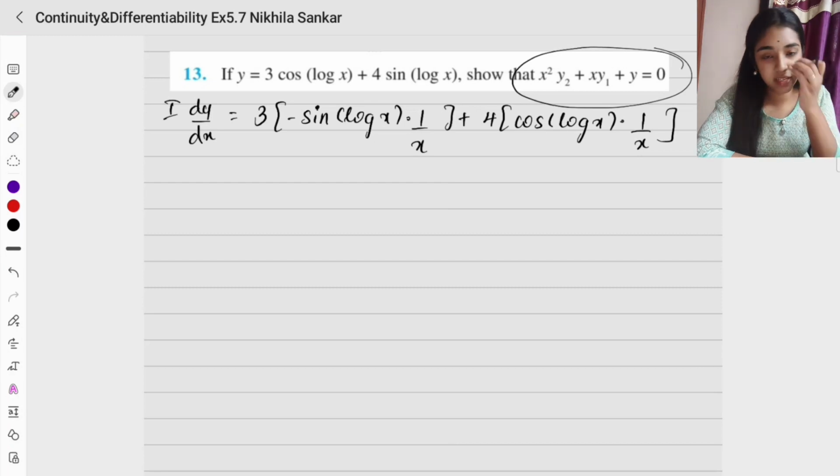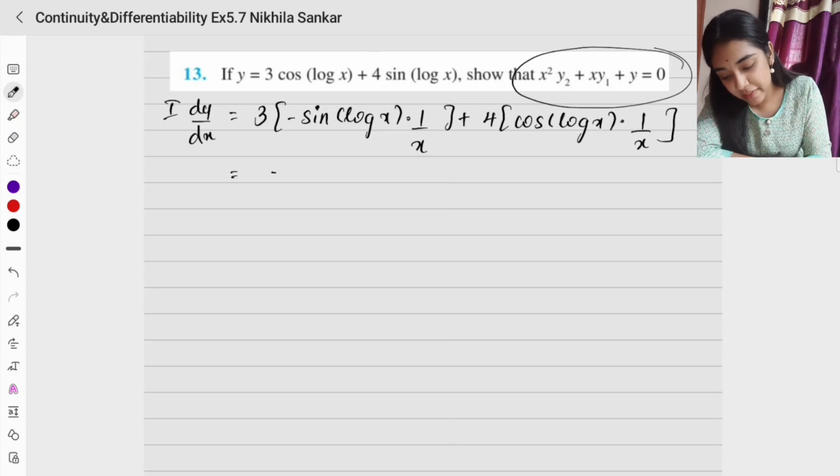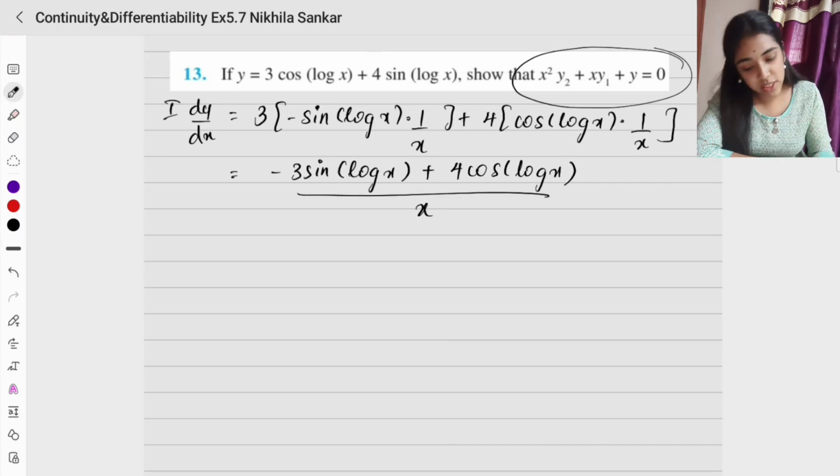Please be very very careful on what is given. Check whether it is cos x log x or cos of log x. Don't get confused. Don't apply the vu dash plus uv dash formula here. So, what will I have? Minus 3 sin of log x plus 4 cos of log x, the whole divided by x. I'm just clubbing the two terms.